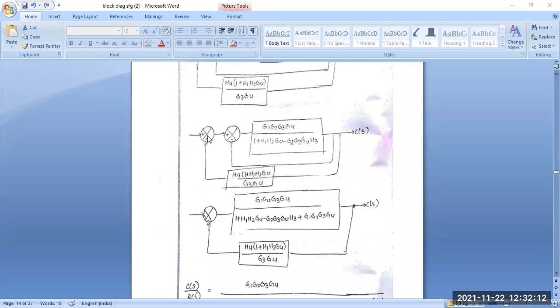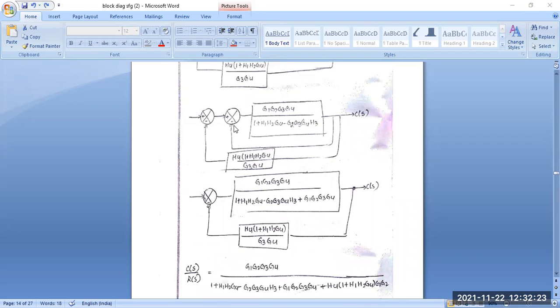Next step, you have to eliminate this summing point. Here you can see two summing points connected in series, so we have to eliminate them one by one. First we apply this, where one sign is negative and the other is positive, so we apply the unity feedback rule. When you apply the unity feedback rule, it is G by 1 plus G. That means G1, G2, G3, G4 by 1 plus H1, H2, G4 minus G2, G3, G4, H3 plus G1, G2, G3, G4 also. Okay, so now this summing point is eliminated in this step.